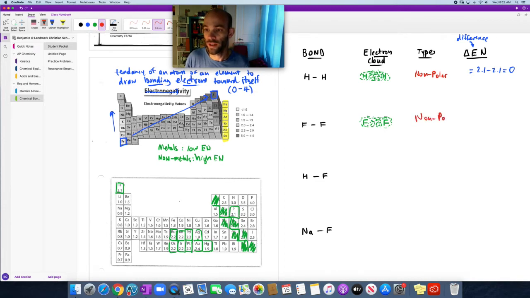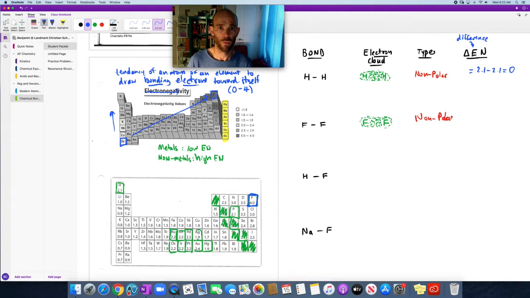Now, fluorine is much more electronegative than hydrogen. The electronegativity value of fluorine is 4. Fluorine is the most electronegative element on the periodic table. That's important to remember. It's at the top right of the periodic table when we exclude the noble gases, which don't have electronegativity values. So fluorine's the most electronegative.